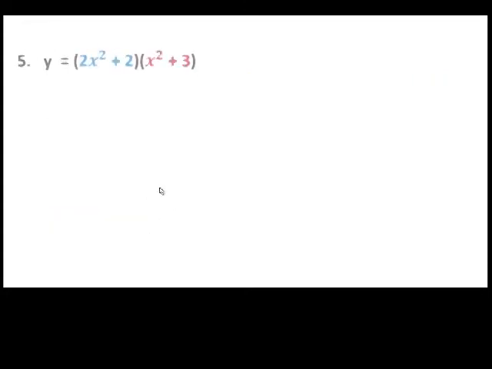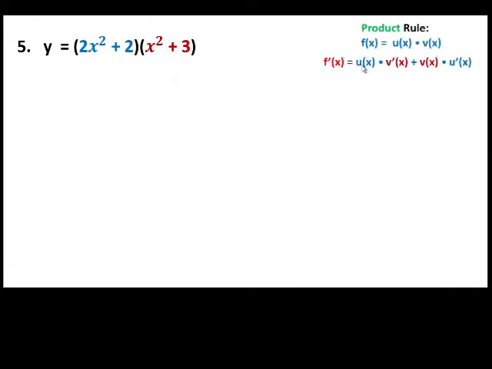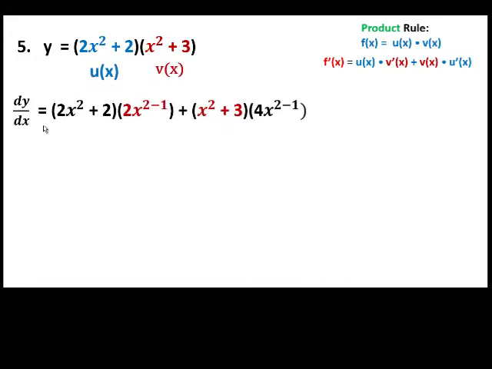Next, this is again a product rule. So let's go over the product rule. The first factor times the derivative of the second factor plus the second factor times the derivative of the first. So dy dx is equal to the first factor times the derivative of x squared plus 3. So 2x to the power of 2 minus 1, plus x squared plus 3 times the derivative of this factor, 2 times 2 is 4x to the power of 2 minus 1.